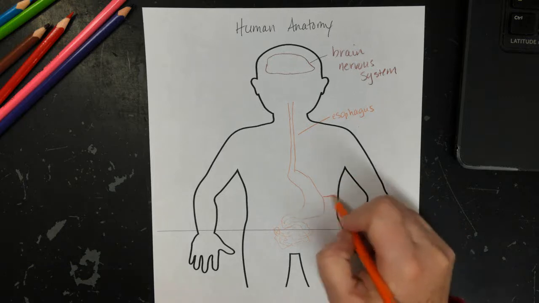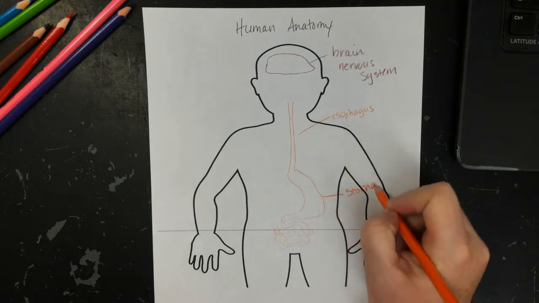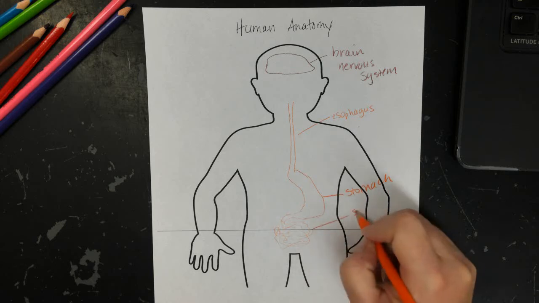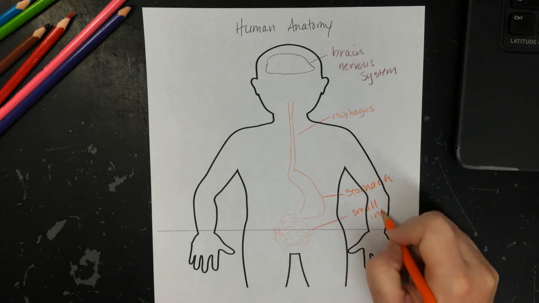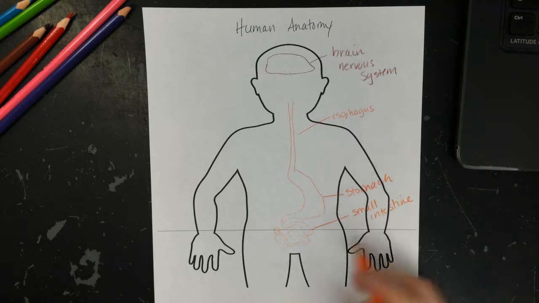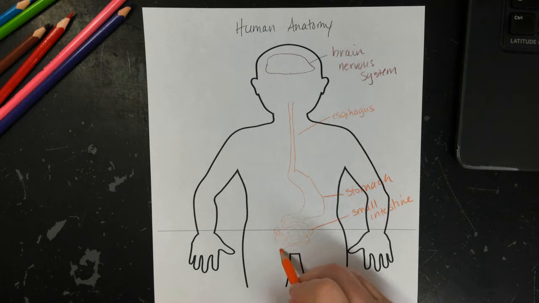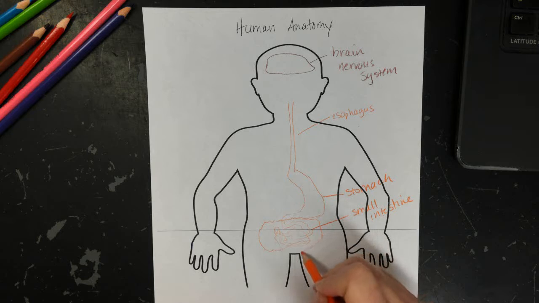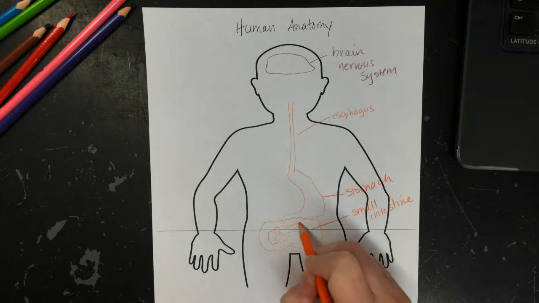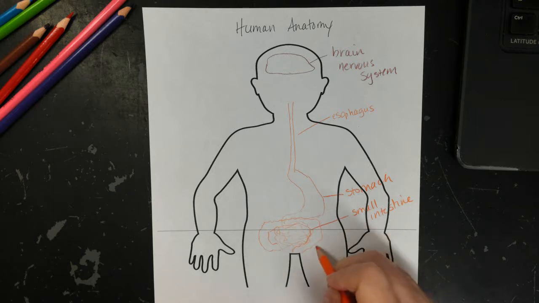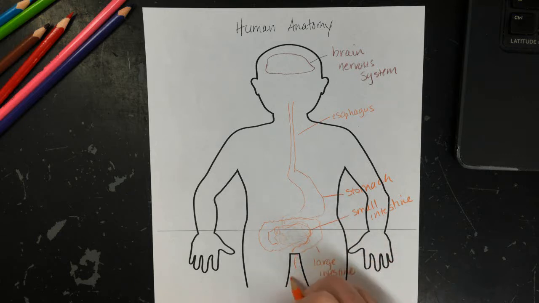So let's label, we've got stomach, we've got small intestine. That small intestine lets out eventually into a large intestine that goes around your intestine and holds everything in. So we'll go around like that. Large intestine. And finally, the anus.